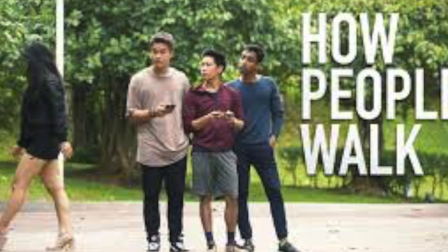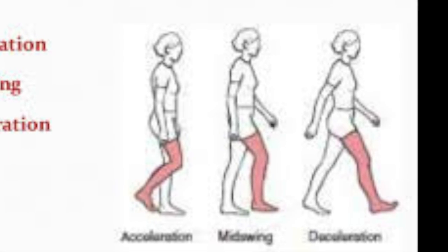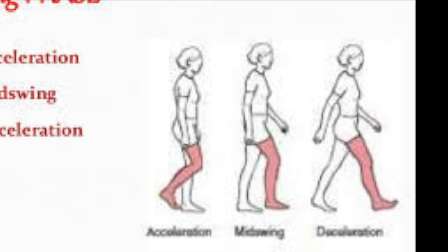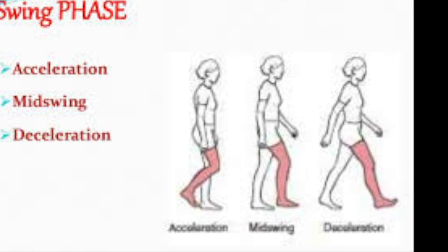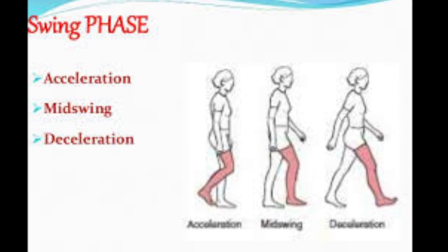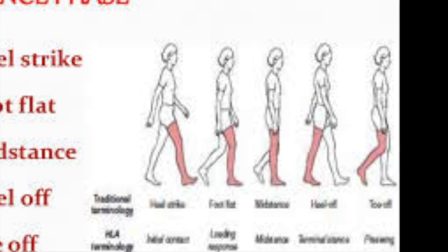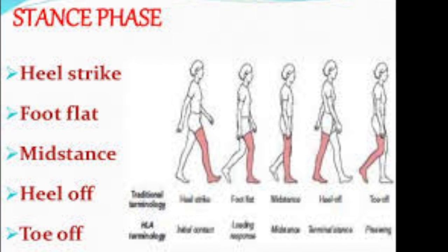The swing phase includes the time from which the left toe comes off the ground until the left heel comes back into contact with the ground. The stance phase is the opposite: the time in which the left heel contacts the ground to when the left toe comes back off the ground.